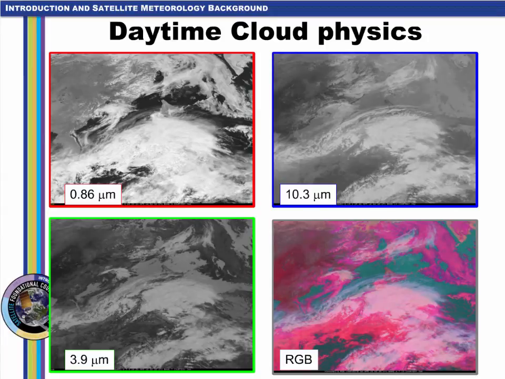The 0.86 veggie band nicely discriminates between land and sea, and clouds are a bright white. 3.9 microns is used in this RGB because it includes information during the day about solar reflectance that is a function of particle size and cloud composition. A cloud made up of small droplets and one made up of large droplets will have similar 10.3 micron brightness temperatures, but the 3.9 micron brightness temperature will differ because of varying amounts of reflected solar radiation at 3.9 microns controlled by particle size.